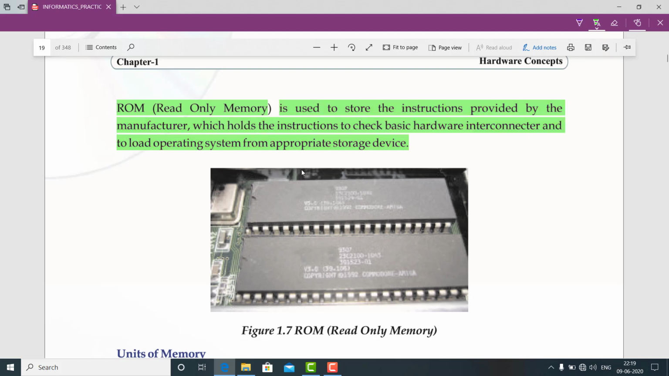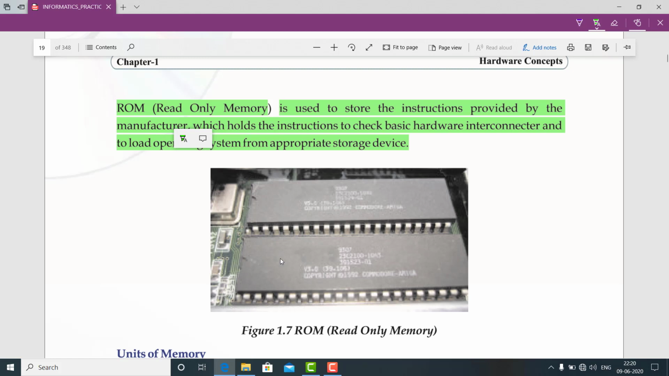Clear? So when you start your computer, it automatically fetches some information. The computer does not need your instructions. It automatically accesses some instructions. So these instructions come from the ROM. There are written instructions provided by the manufacturer. Clear? So all the BIOS information is stored in the ROM.